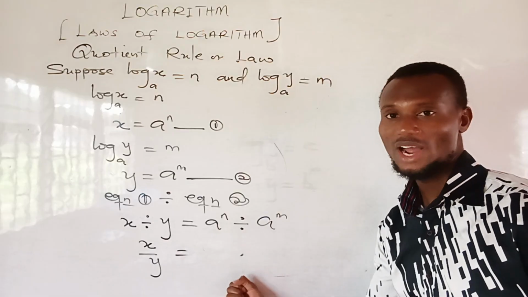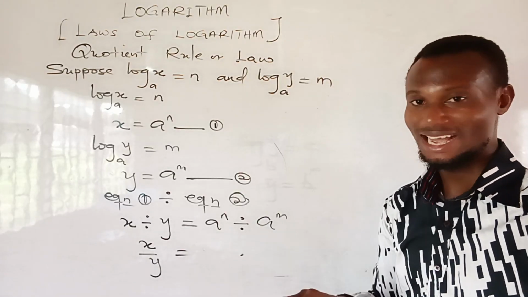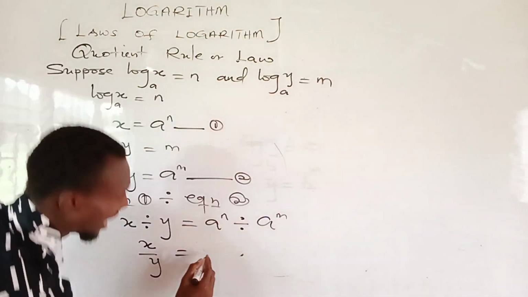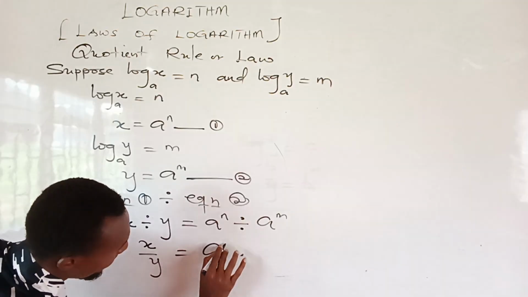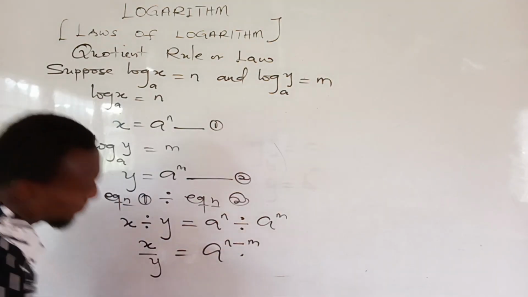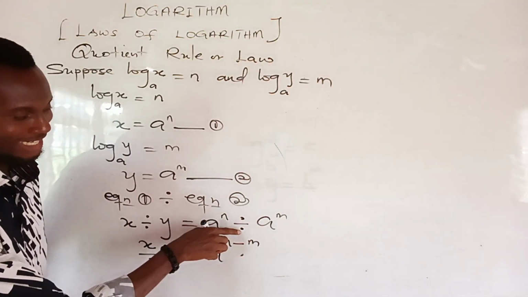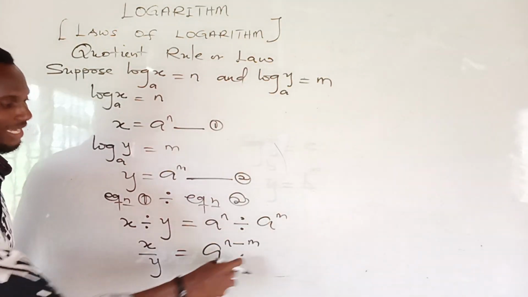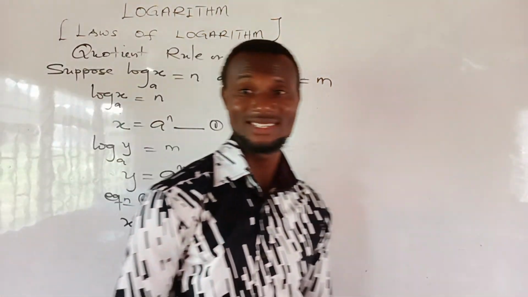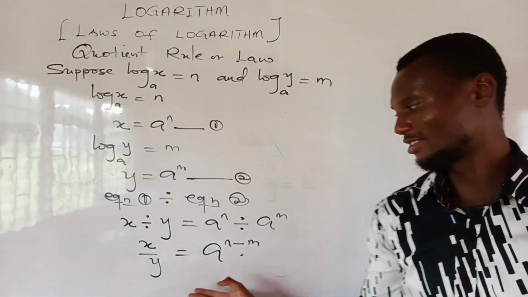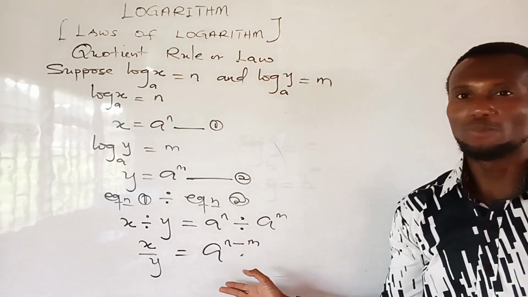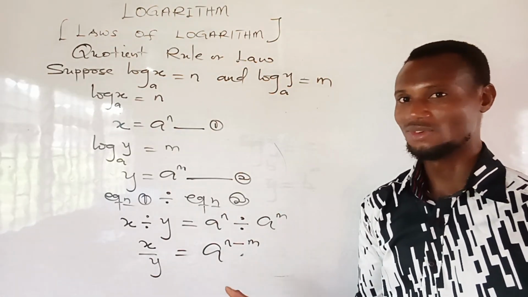Okay, so we are going to pick one of the base and subtract the powers, as simple as that. So we are going to have a to the power n minus m, because the bases are the same and they are dividing, we pick one of the base and subtract the powers. So that is the law of indices that we are applying here. And I hope you understand up to this point.